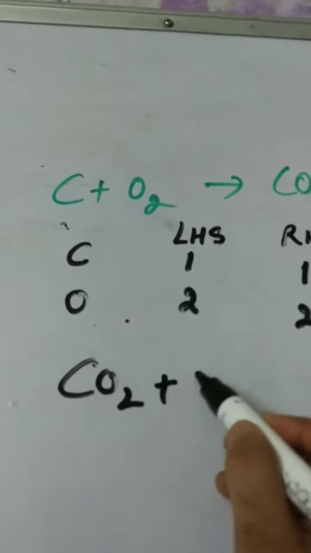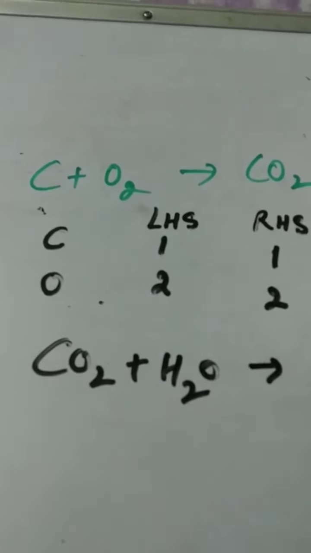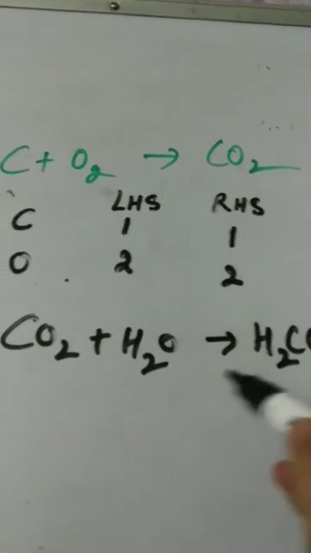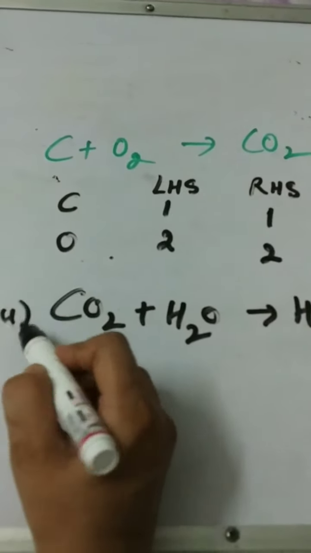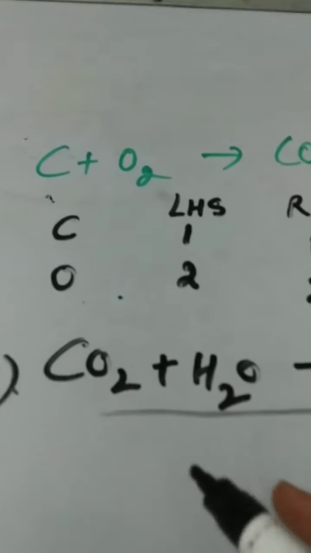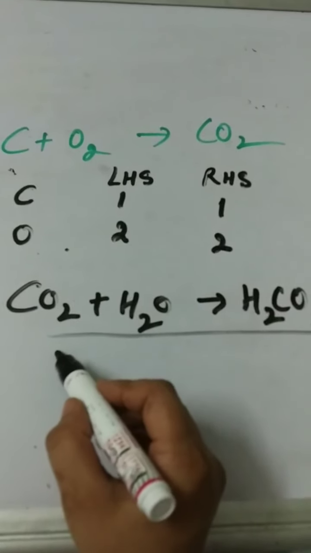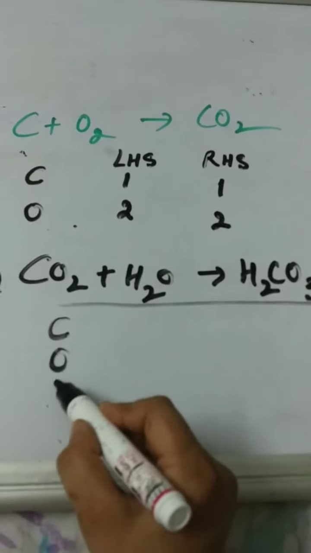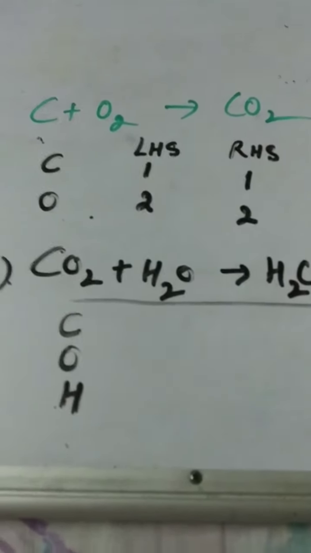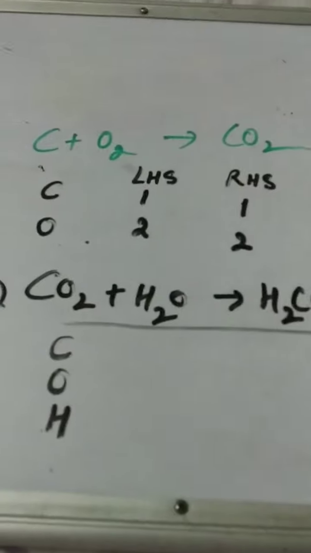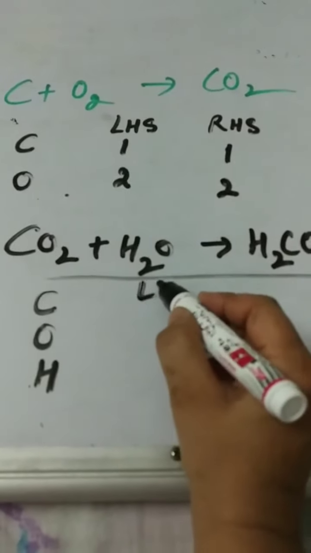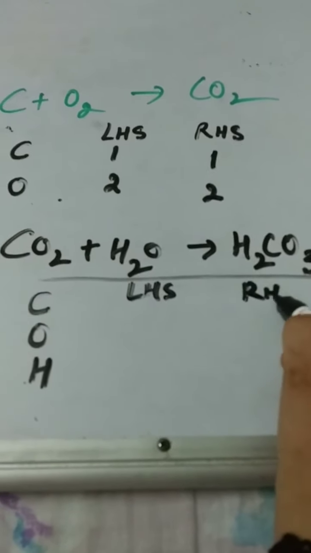Similarly, another example, CO2 plus H2O gives rise to H2CO3. This one is a skeleton equation. In this equation, in the same way, we will write carbon, oxygen, hydrogen. These three elements are present in this skeleton equation. So, we will write how many atoms are present on both sides, left hand side and right hand side.